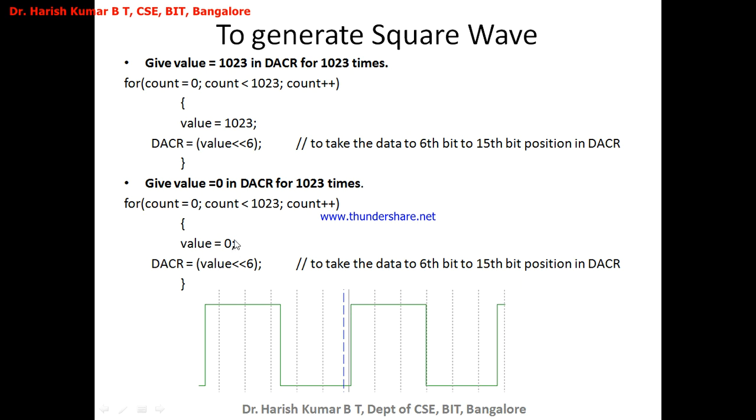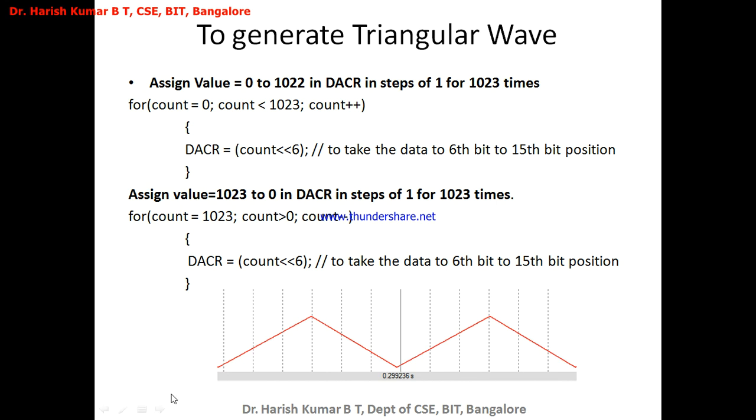Now in the next loop, all of a sudden we are bringing it down to 0, and we continue in this state for 1023 times. But in the triangular waveform, we are increasing it. We start from 0, and every iteration we increment the count until it reaches 1023, and from here in the next for loop we start from 1023 and start decreasing until it reaches 0. So this is how the square and the triangular waves are generated.